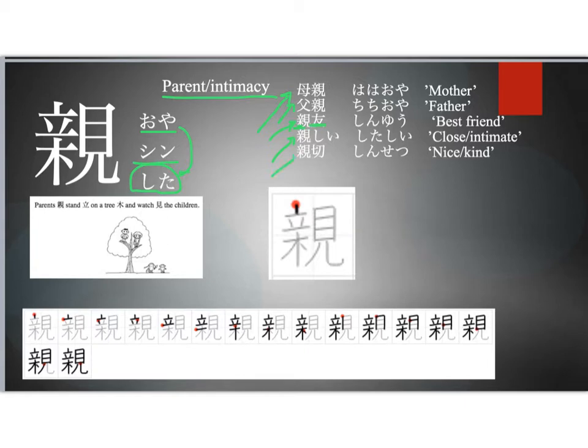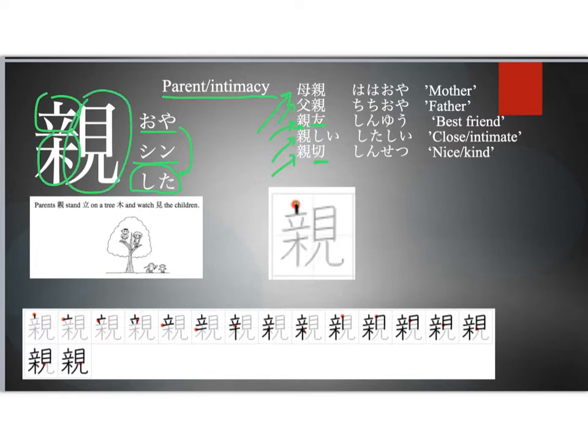Also then shinsetsu. This one is our next kanji here. This is a really easy one. So parents stand on trees to watch the children because the top portion is, of course, tatsu. This is tatsu, this is tree, and this is miru.